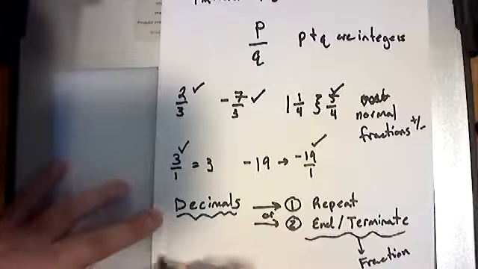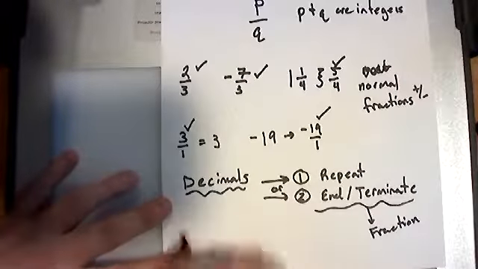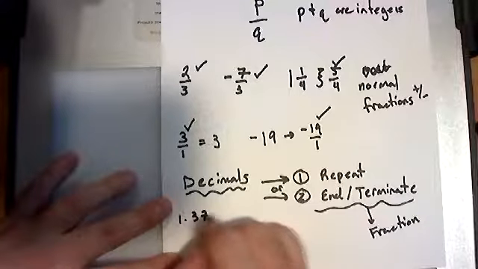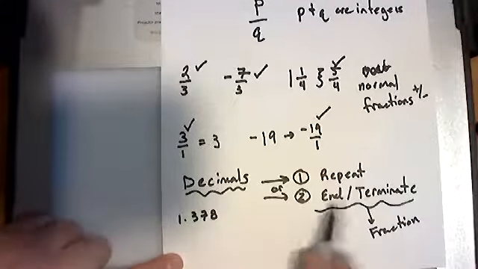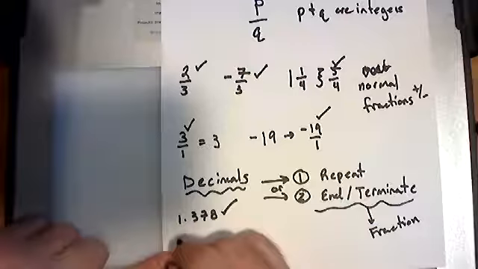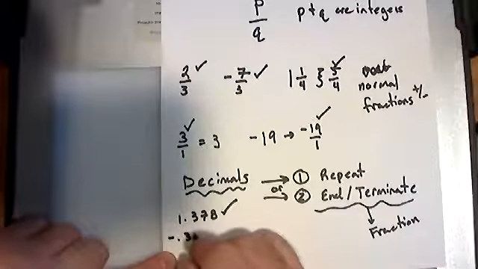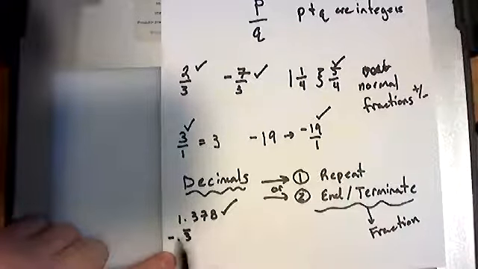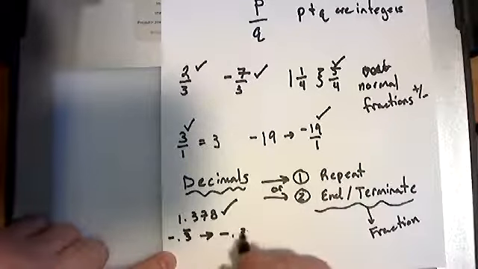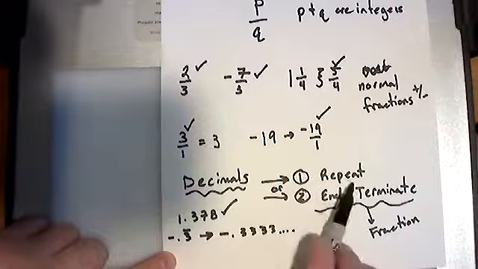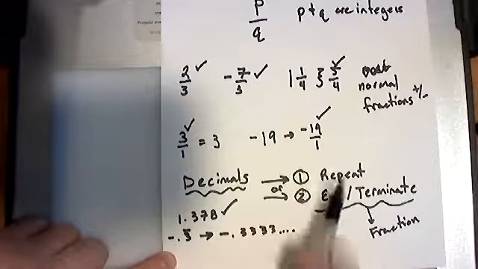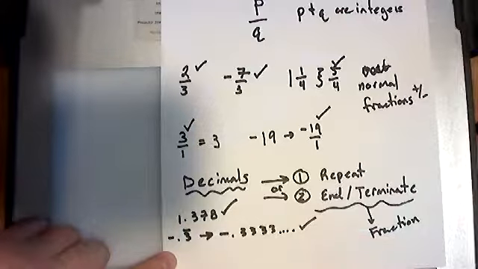So, just for a quick example, let's say we had 1.378. Is that rational? Well, yes, it is, because it ends. 1.378, it ended, done. What if I said negative 0.3 repeating, which is the same thing as negative 0.33333, and so on. Is that rational? Well, yes, it is, because it repeats. It doesn't end, but it did repeat. So yeah, it's rational.